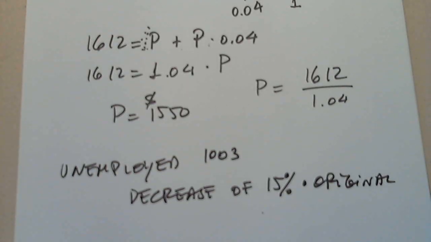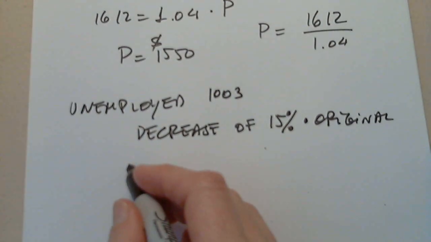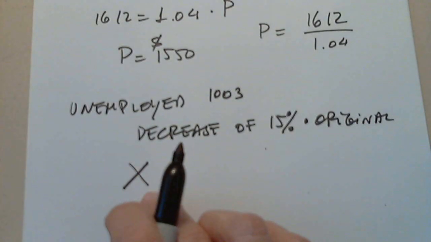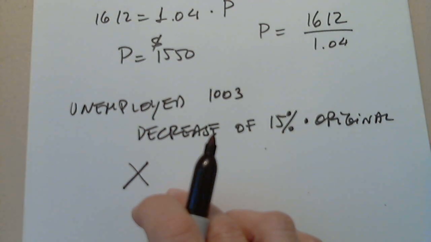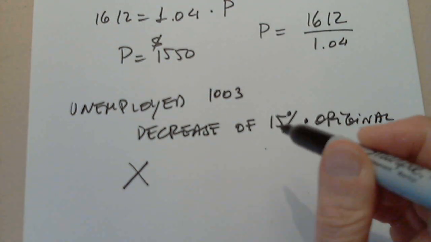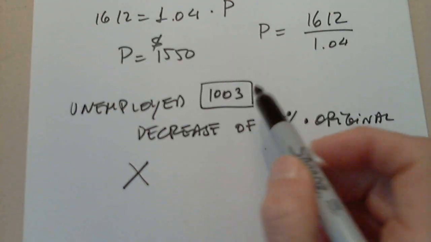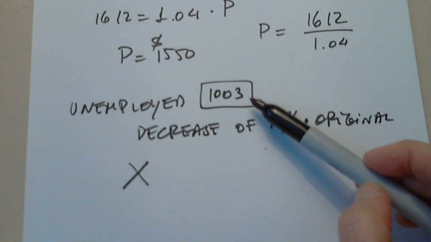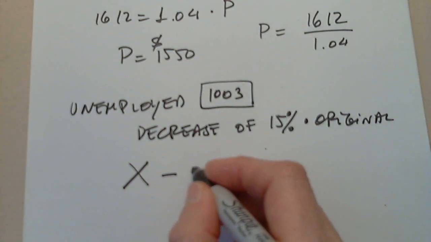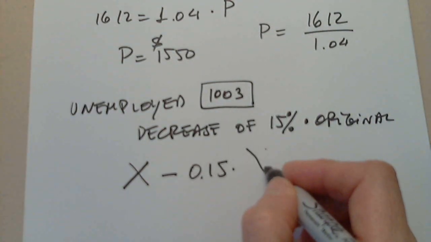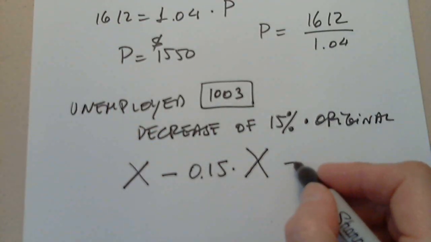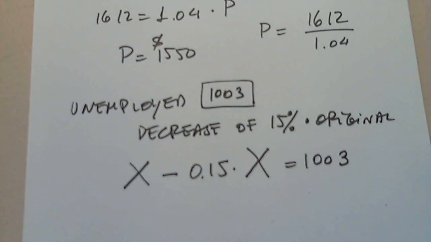So we know that X were the unemployed last month. But this month, the total unemployed were 1,003. But they are telling us that this is a decrease of 15% of what happened last month, the unemployed from last month. And this is now 1,003.